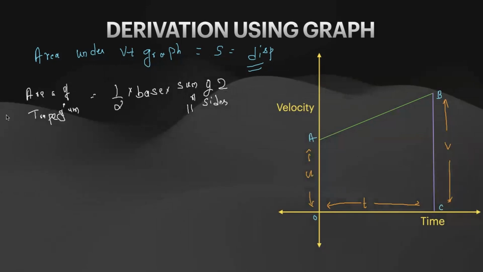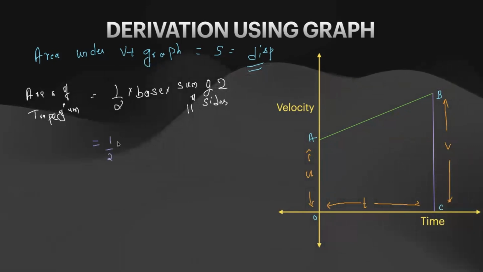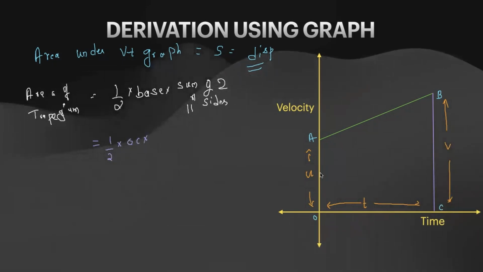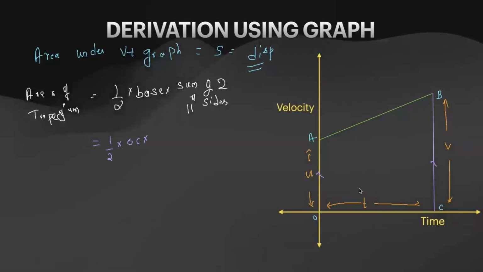So now, the important thing over here is what is the base and what are the two parallel sides. This is the base. So the base is nothing but OC. And you can see that there are four sides of a trapezium, correct? These two are not parallel. You can see AB and OC are not parallel. So OA and BC are parallel. So these are the two parallel sides, which is nothing but AO plus BC.